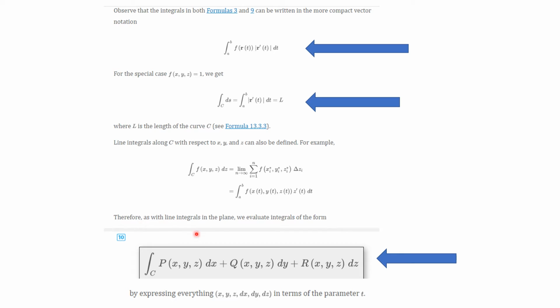So therefore, as with line integrals in the plane, we can evaluate integrals of the form the line integral over C of P of x, y, z dx plus Q of x, y, z dy plus R of x, y, z dz by expressing all those in terms of the parameter t. And again, dx is going to be x prime of t times dt, dy is going to be y prime of t dt, and dz is going to be z prime of t dt.